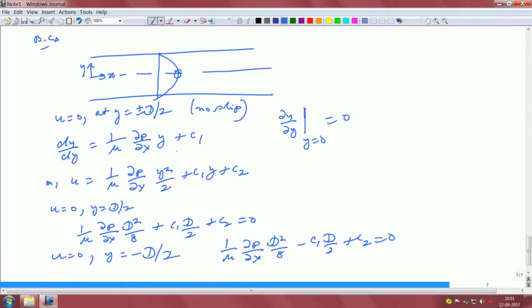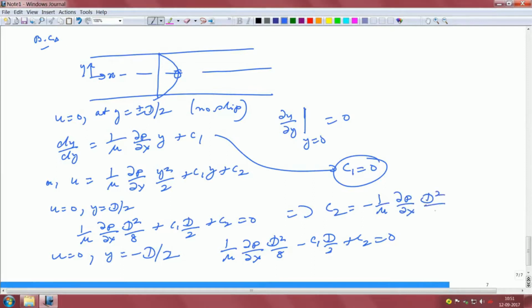So if you look at this from here, you will get c1 is equal to 0, because the slope will vanish. And from the other part, you can get c2 is equal to minus (1/mu)(dp/dx) d square by 8. So that will be the other part. So c1 is equal to 0, c2 is equal to that.